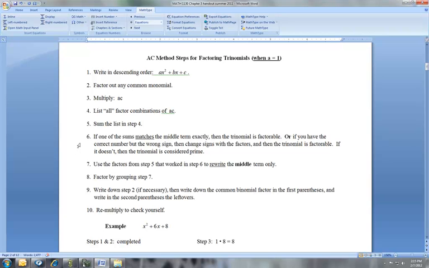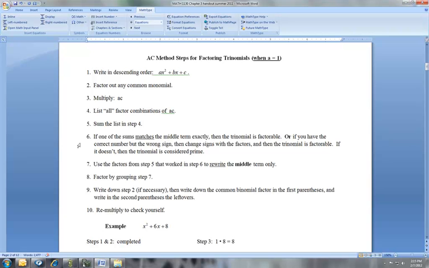Number 6, if one of the sums matches the middle term exactly, then the trinomial is factorable. Or, if you have the correct number but the wrong sign, then change signs with the factors, and then the trinomial is factorable. If neither one works, then the trinomial is considered prime, which means not factorable. Use factors from step 5 that worked in step 6 to rewrite the middle term only. Then we're going to factor by grouping, which you've already seen.